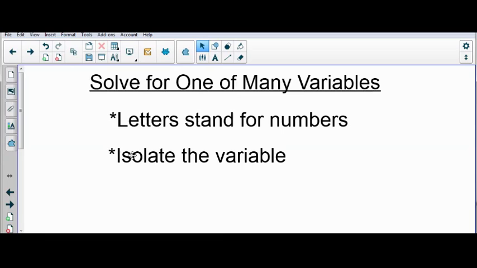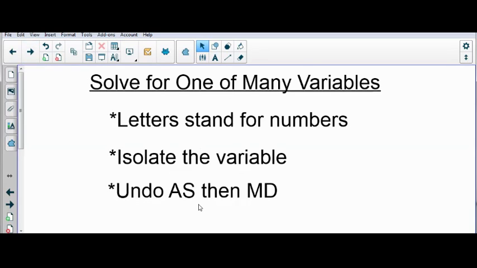The next thing I need you to understand is that we're going to isolate the variable. That means get the letter by itself on the left side of the equal sign. And how do we do that? We're going to do reverse GEMDAS, which means first we're going to undo addition and subtraction, then we're going to undo multiplication and division. Usually we actually end up undoing division first because they're typically fractions and we want to get the fractions out of there. So let's go ahead and get started.